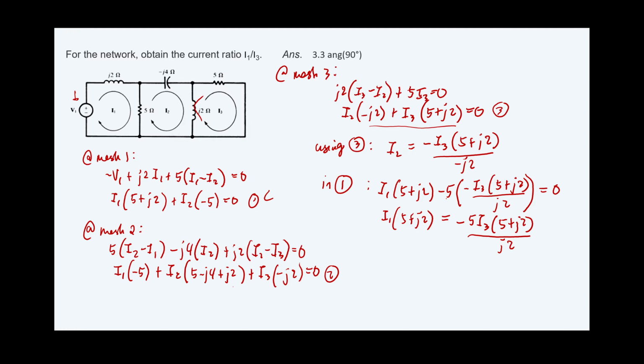So cross multiply the I3. This coefficient can be put in the denominator on the other side, and then I3 bring to the denominator of I1, and you have I1 over I3, which is equal to negative 5. What remains here is negative 5 times (5 plus J2), and then J2 in the denominator times the 1 in the coefficient of I1. So you have 5 plus J2.